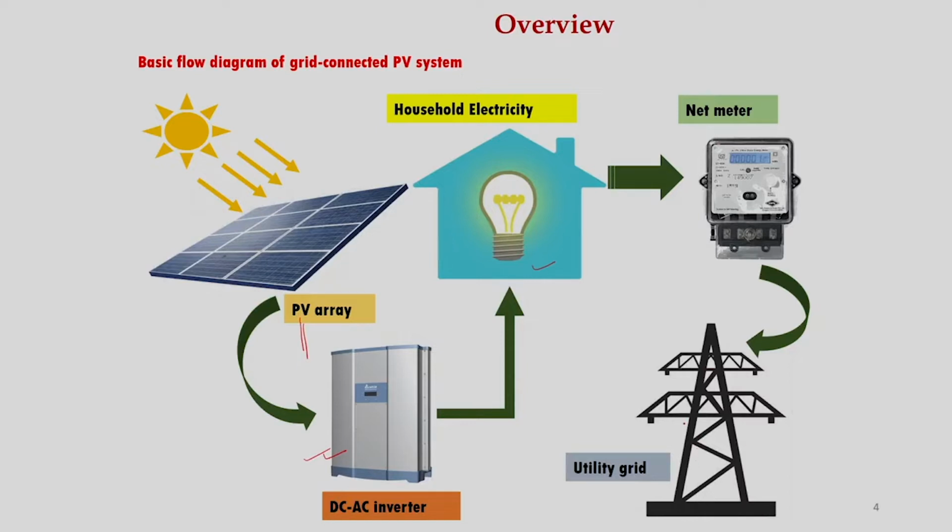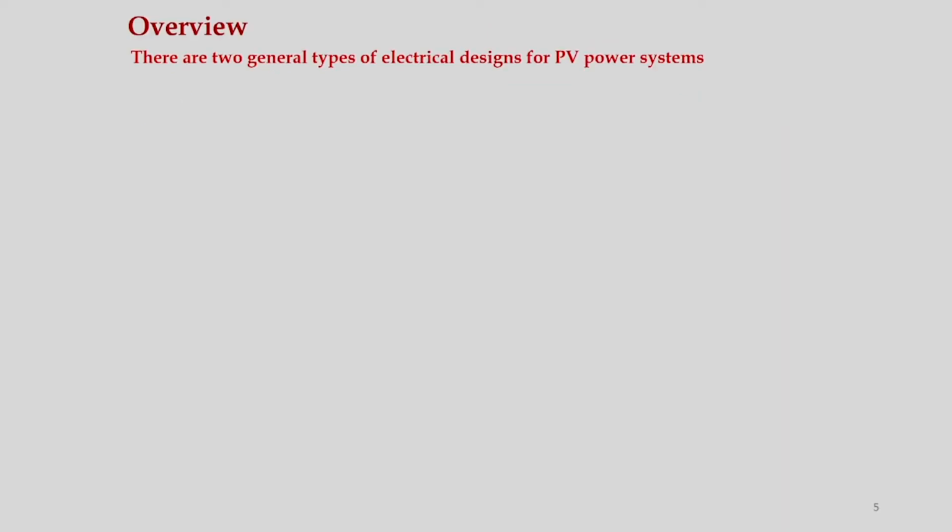At night time, since we do not have any battery backup, we can take the energy from the utility grid for meeting the demand. So, that way we can take. This is known as a net meter. This will take care of the amount of energy given to the grid and the amount of energy taken from the grid. That is called the net metering system or net meter. So, this is a very basic flow diagram of a grid connected PV system.